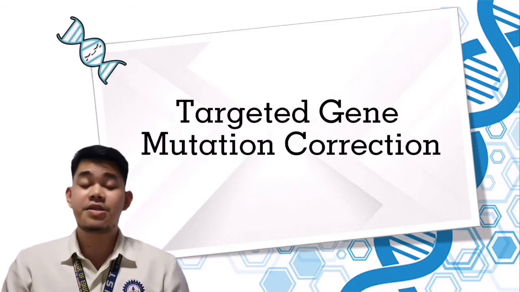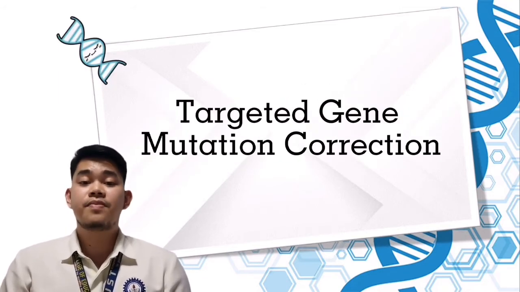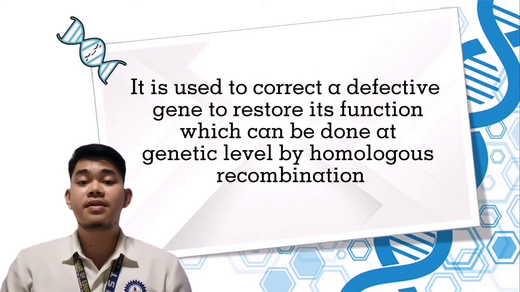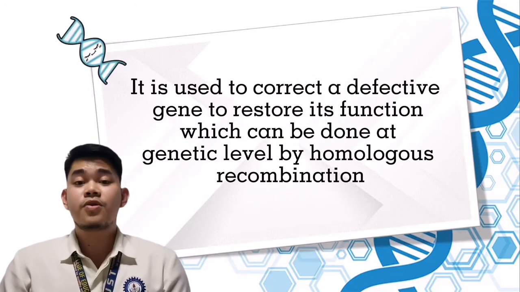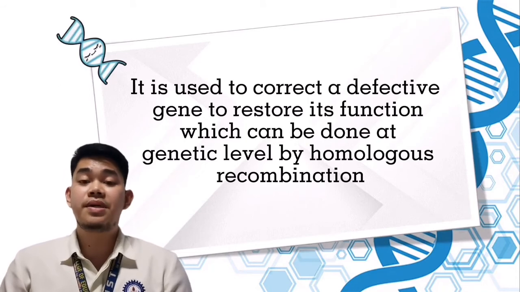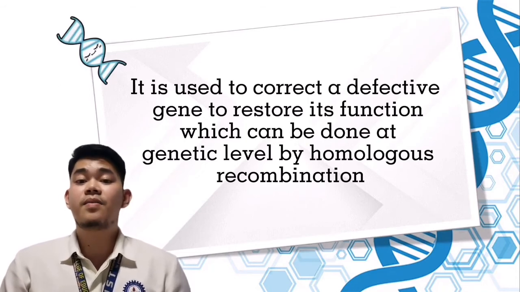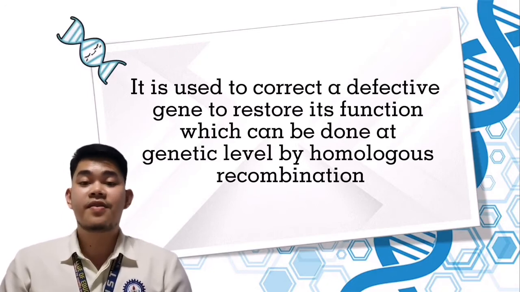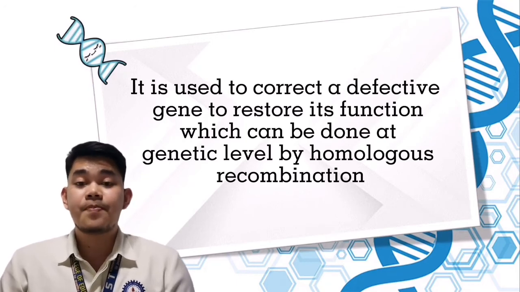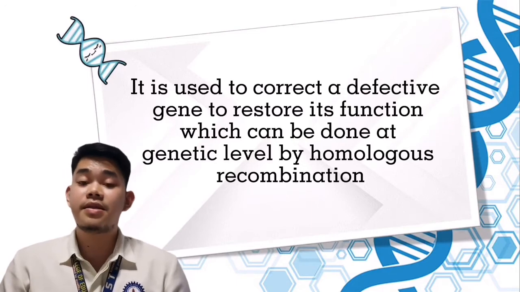Next we have the targeted gene mutation correction. It is used to correct the defective gene to restore its function, which can be done at the genetic level by homologous recombination, or at the mRNA level by using therapeutic ribozymes or therapeutic RNA editing.